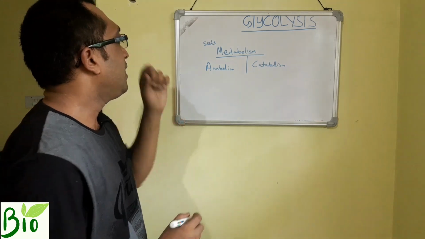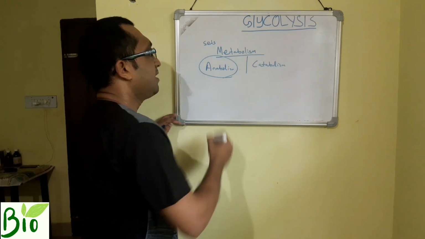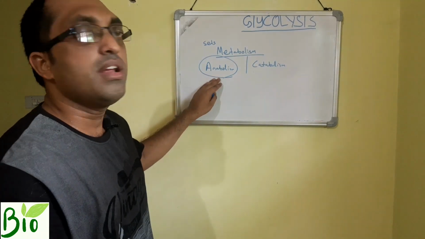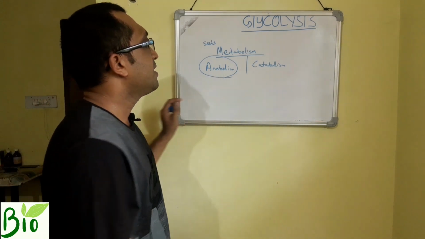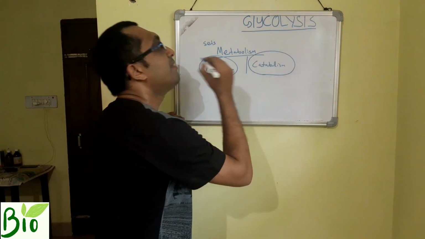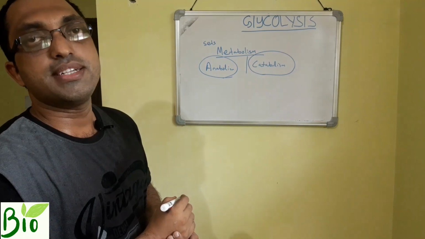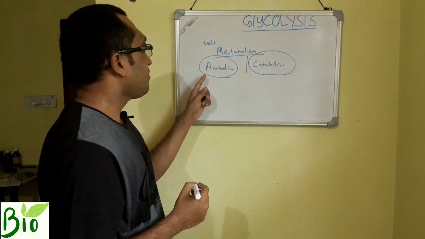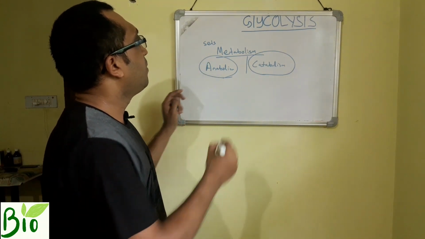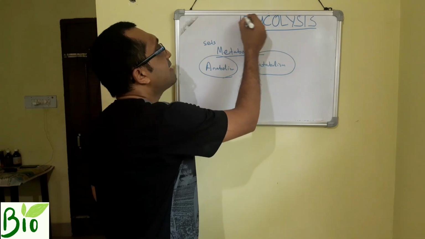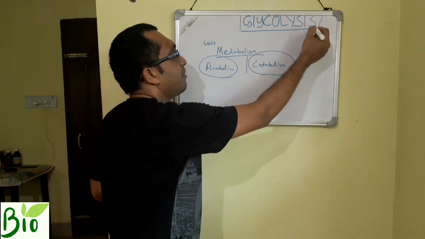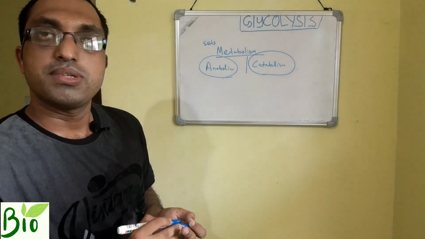In an anabolic process, we require energy. And in a catabolic process, energy liberates out. So next, we will know what glycolysis is. Is glycolysis a catabolic process or an anabolic process?